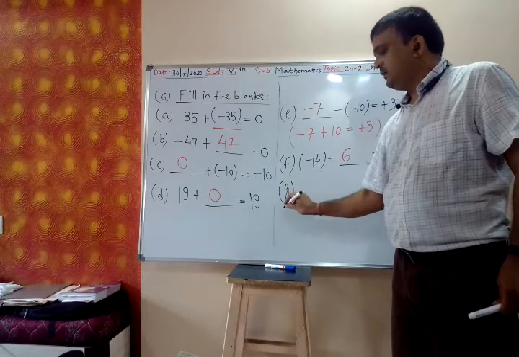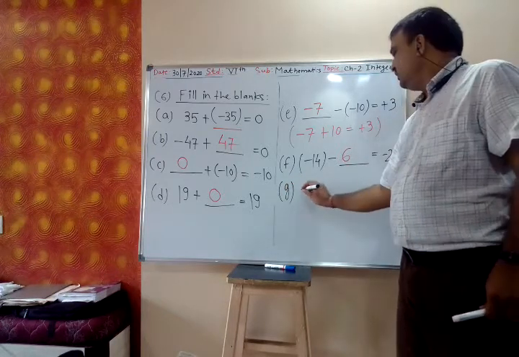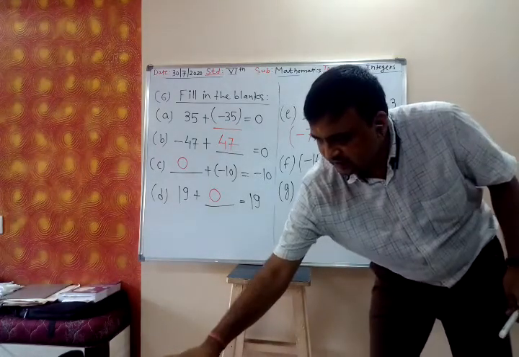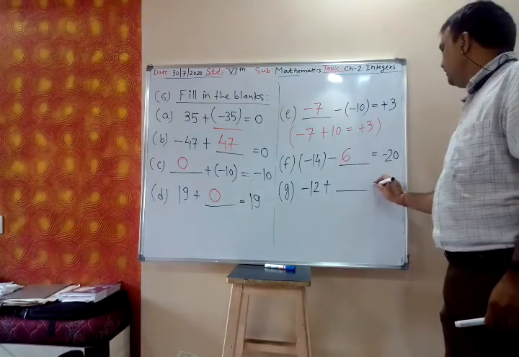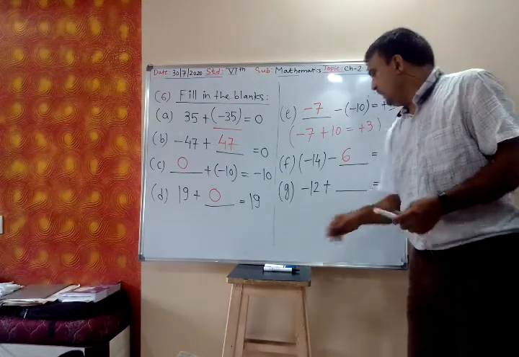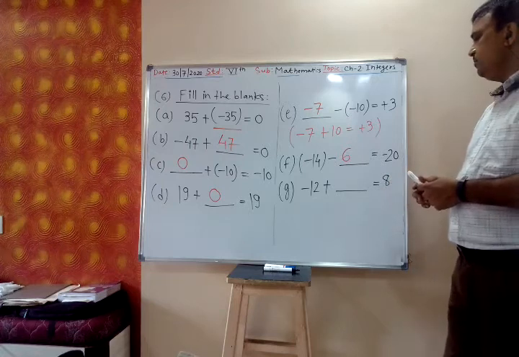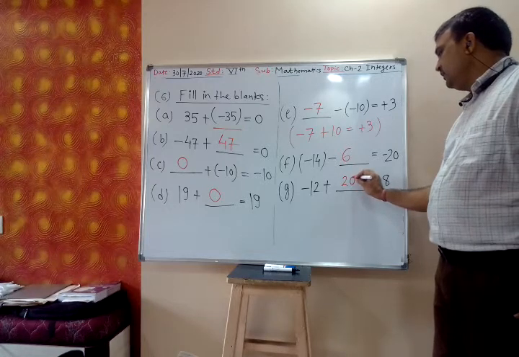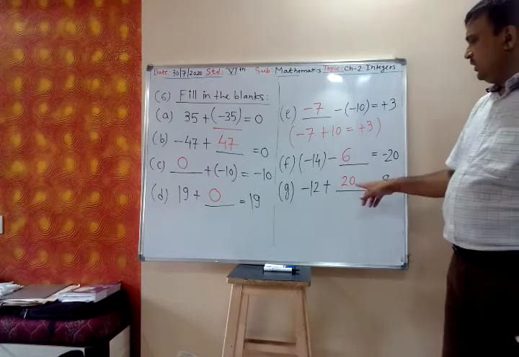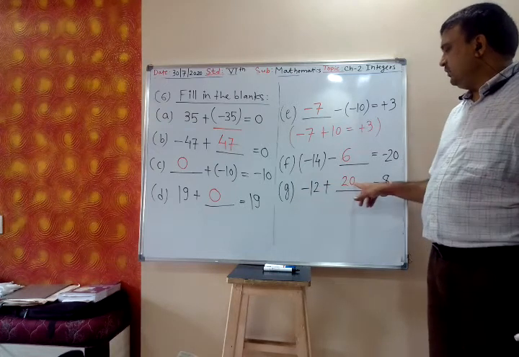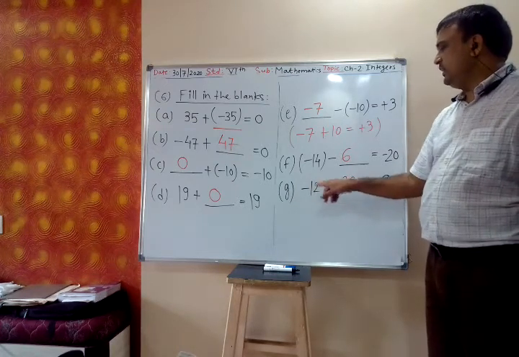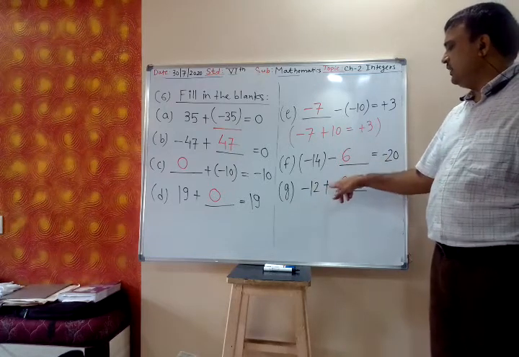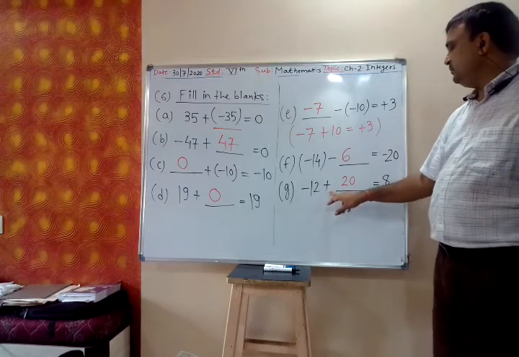Yes, G: minus 12 plus dash is equal to 8. Minus 12, you will add which number to get plus 8? No, we write plus 20, not 4. What is the sign of 12? Minus. What is the sign of 20? Plus. Minus and plus are opposite signs, so you have to subtract. 20 minus 12 is 8. Which number is bigger? 20. What is its sign? Plus. So it is plus 8. So the answer is plus 20.